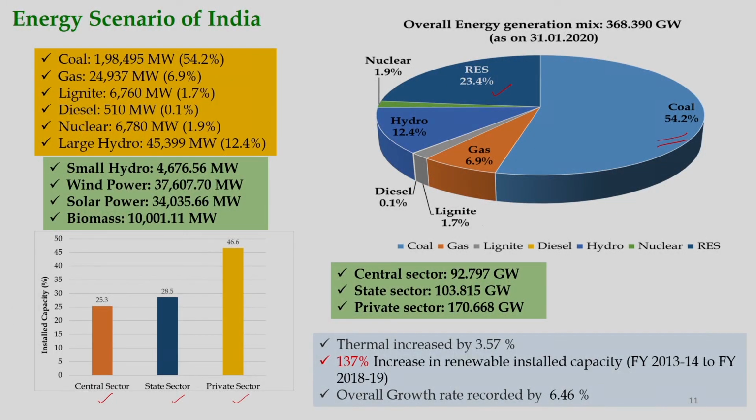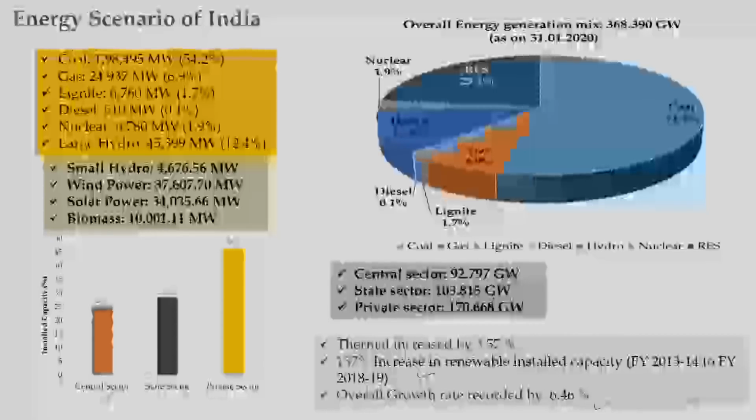And this thermal contribution increased by about 3.57 in this year, and there was about a 137% increase in renewable installation capacity from 2013-14 to 2018-19. It is a huge increase in installation of renewable energy. An overall growth rate of 6.46% was recorded. That means people are using more energy. That way, you can also think about the quality of life of people in a particular country.